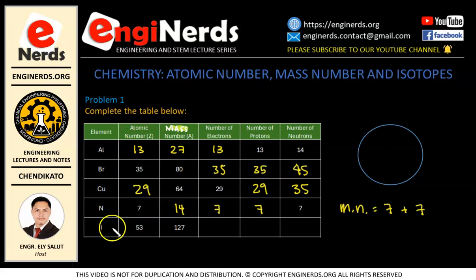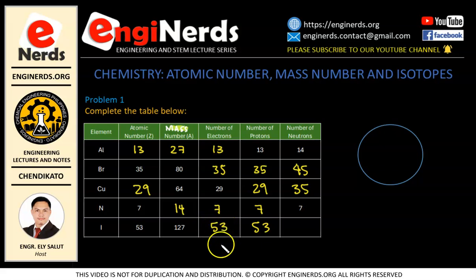Okay, so now let's go to our last row. For our last row, we have iodine, which has an atomic number of 53. So we know that the atomic number represents the number of protons inside the nucleus. So we have 53 atomic number. So that means we have a number of protons, which is also 53. Okay, so for the neutral iodine element, we have the number of protons equal to the number of electrons.